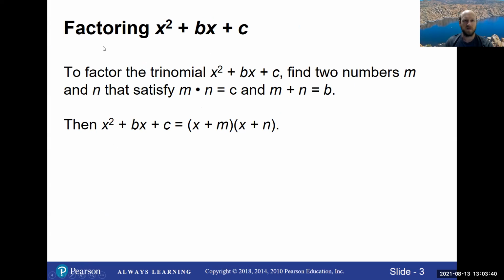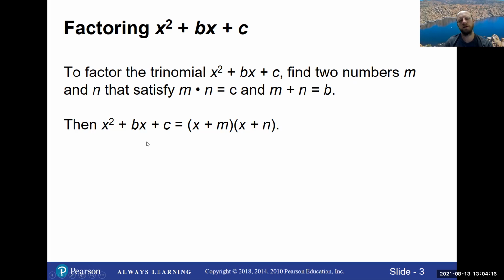But okay, so factoring not ax squared, just factoring x squared plus bx plus c. This section is a little bit easier than 6.3 because we don't have the leading coefficient there. But basically when we do this, we want to find numbers that satisfy, so maybe numbers m and n. I might use different variables to represent those, but we want to say that m times n equals c, and then the sum of those is b, and that'll make more sense here in a second.